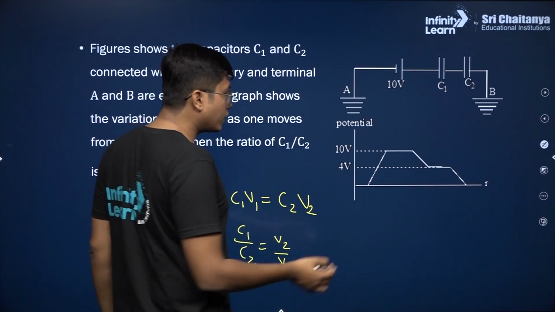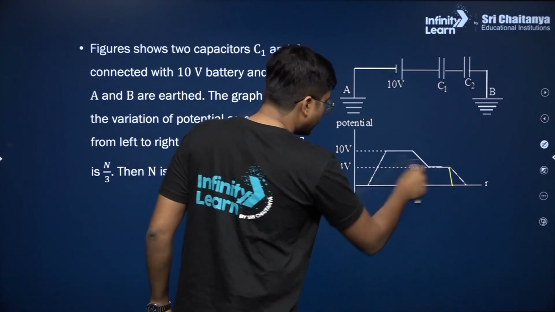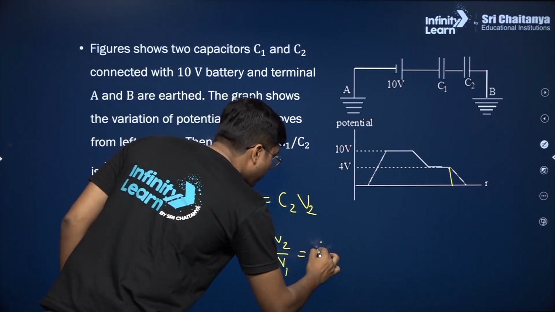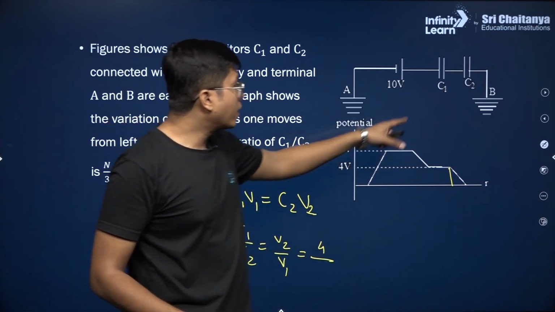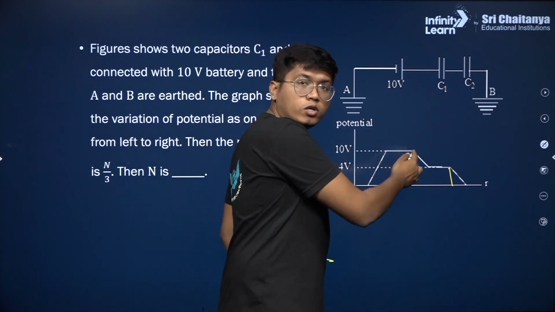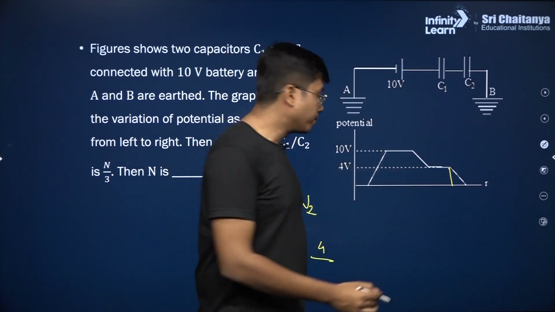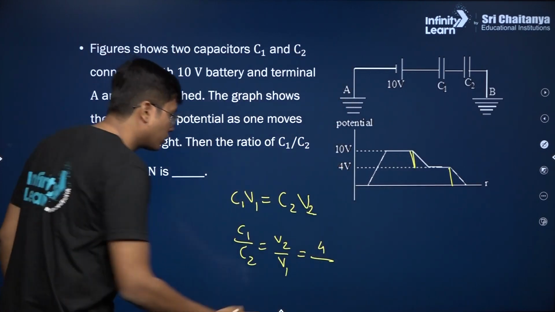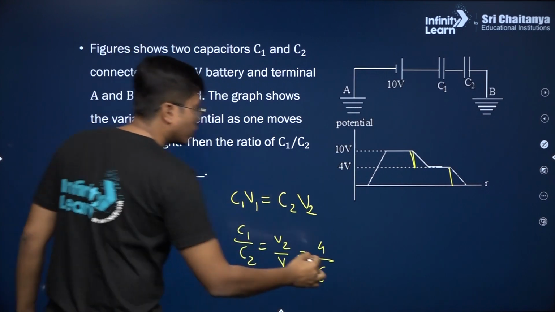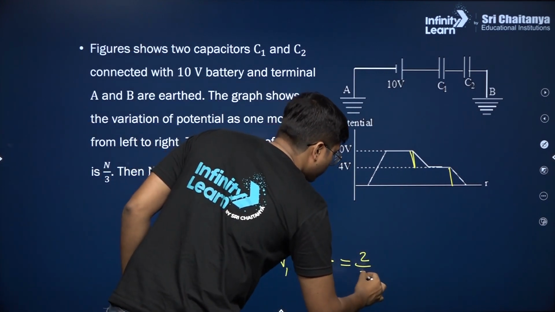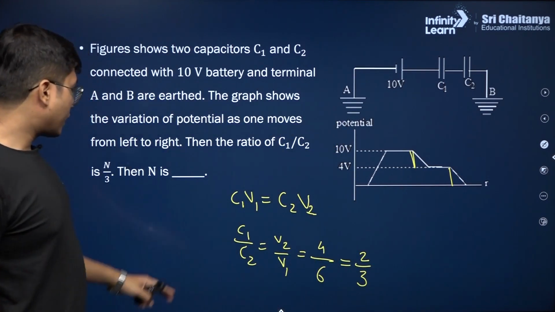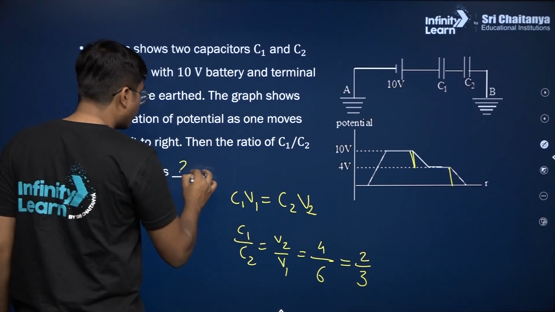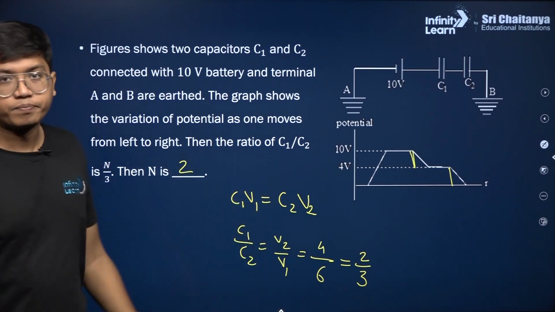Across C2, if you see, the potential drops this much, that is 4 volts, right? So my V2 is equal to 4, and my V1 is the potential drop from this 10 volt all the way down to this 4 volt over here. So the potential drop V1 is equal to 10 minus 4, that is 6 volts. That becomes 2 by 3. We have been told that C1 by C2 is n by 3, so n value is going to be 2 from that relation over there.